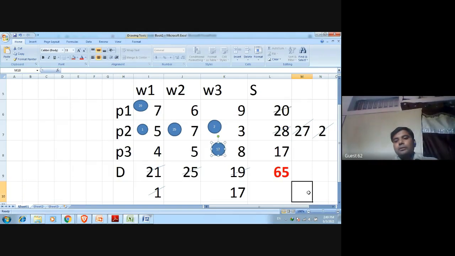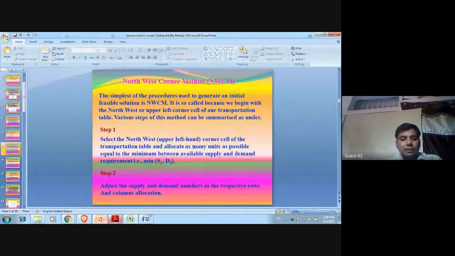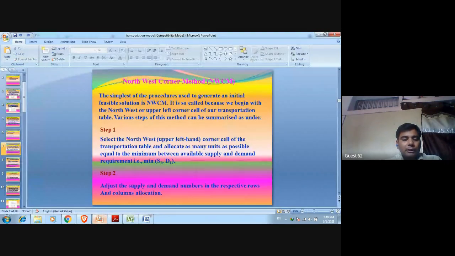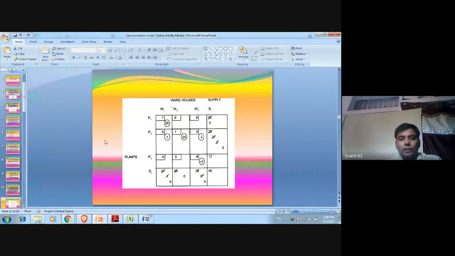17 units. Okay, so these are the allocations which minimize your transportation cost. Or we can say that this is our initial feasible solution. Now, according to the condition, let us see. I think you have got these points. Now I am showing this figure in this diagram. Look at here.